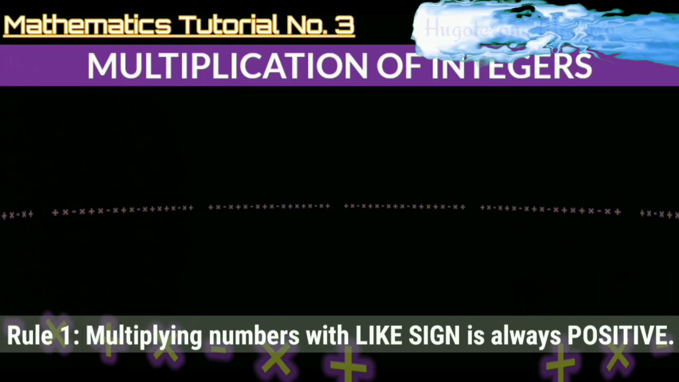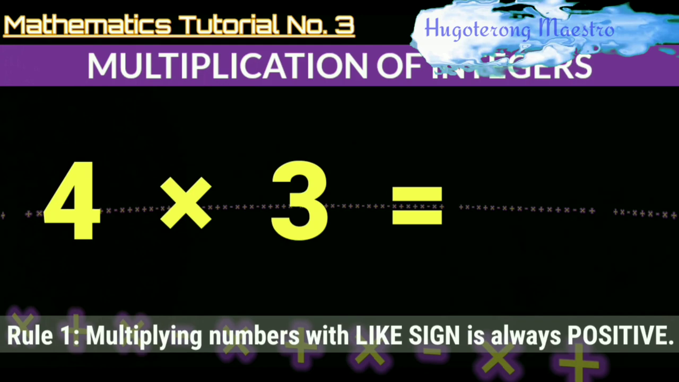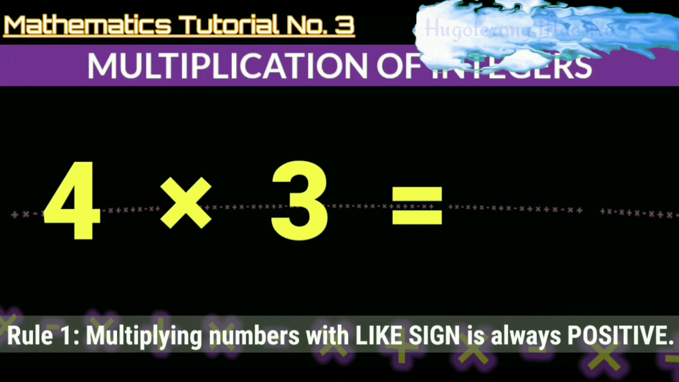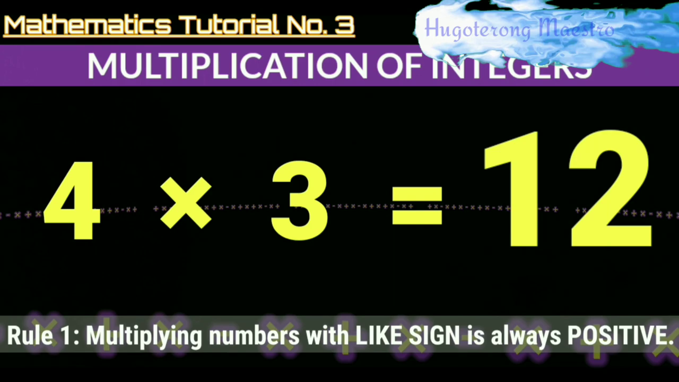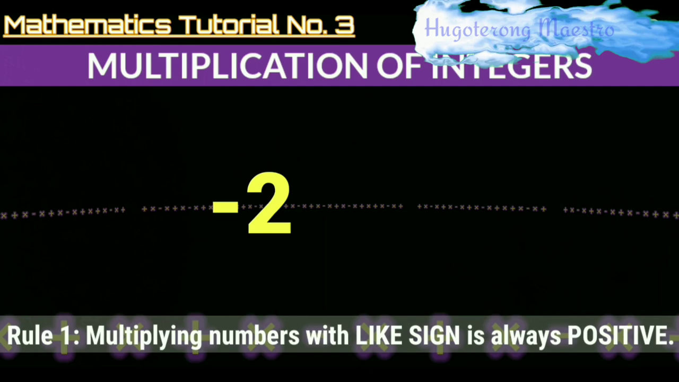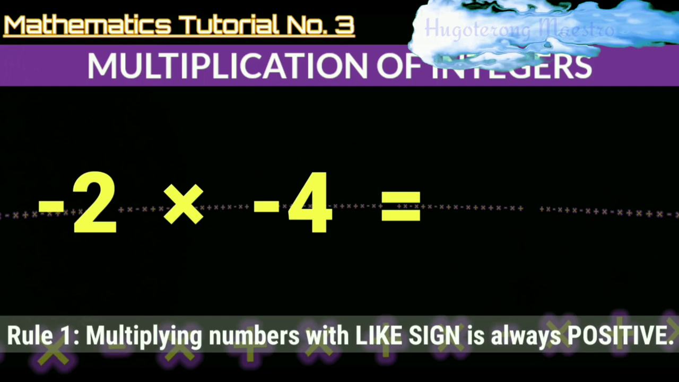Positive 4 times positive 3. Since parehas ang sign nila, which is positive, so ang magiging sagot natin dyan ay positive. So 4 times 3, that is 12. So our answer will be positive 12. Let us take another example. Negative 2 times negative 4. As we can see, parehas ang sign nila, which is negative. So, ang magiging sagot natin dyan ay positive 8.